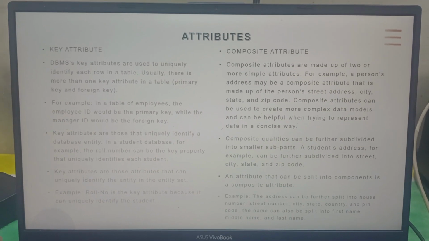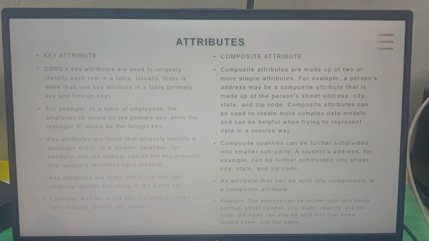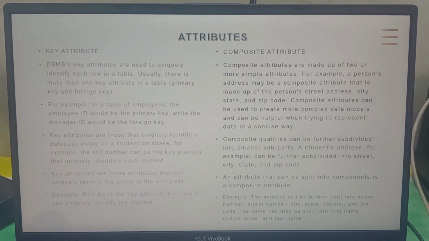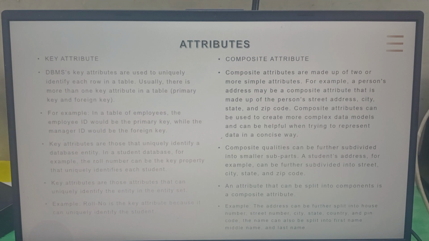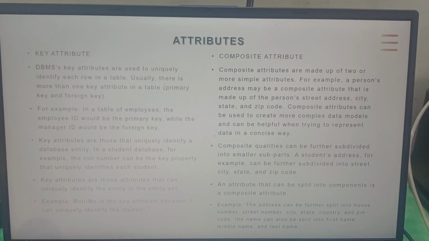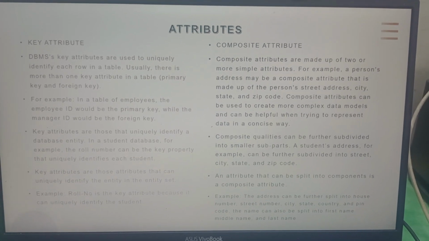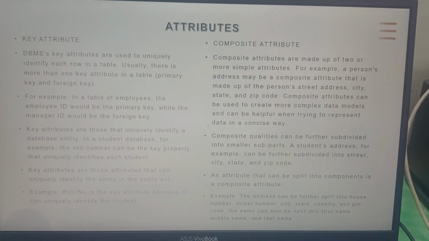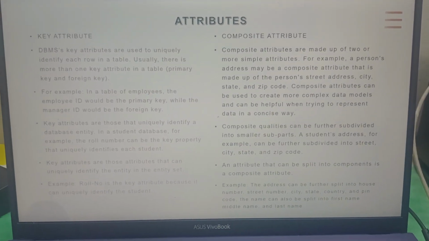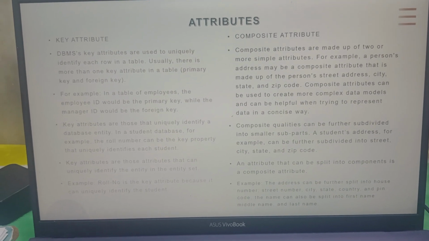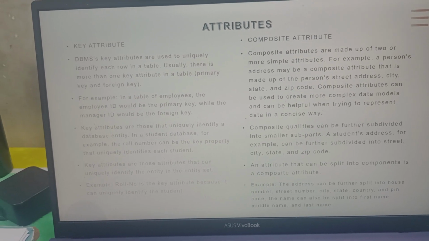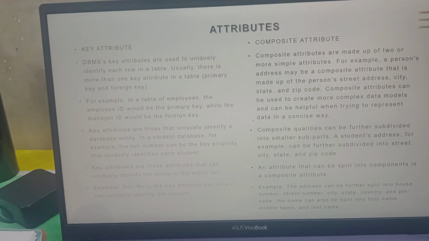And the next topic is attributes. Attributes are divided into types. Here there are two attributes: key attribute and composite attribute. What is key attribute? Key attributes are used for uniquely identifying each row in a table. Usually there is more than one key attribute in a table. For example, in the table of employees, the employee ID would be the primary key, while manager ID would be a foreign key. Key attributes are those that uniquely identify a database entity. In a student database, for example, the roll number can be a key property that uniquely identifies each student.